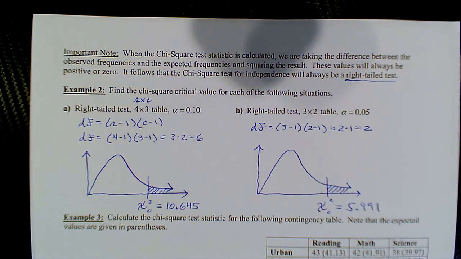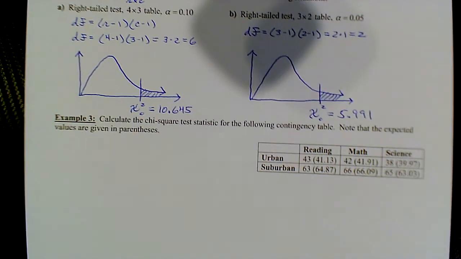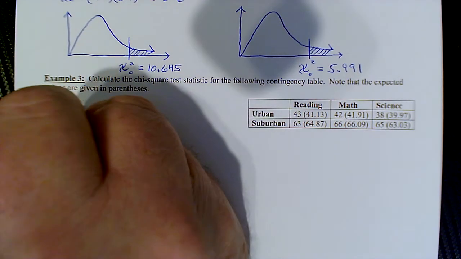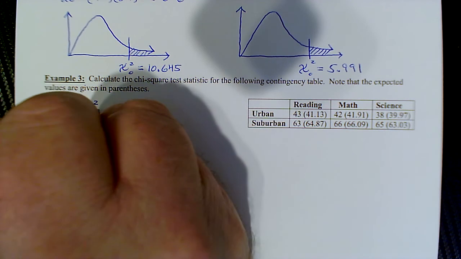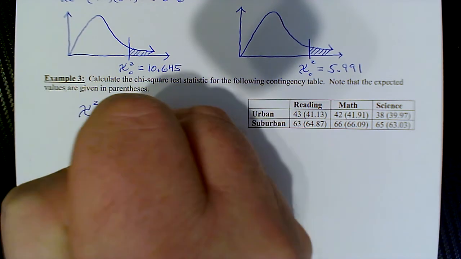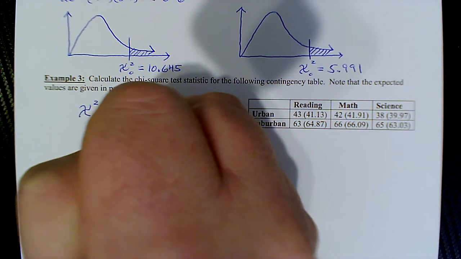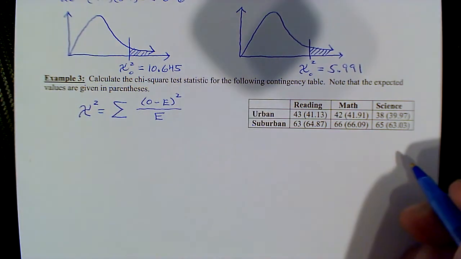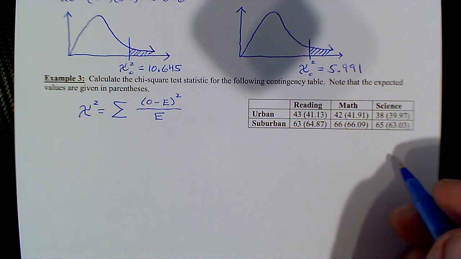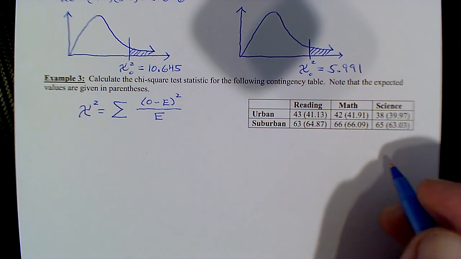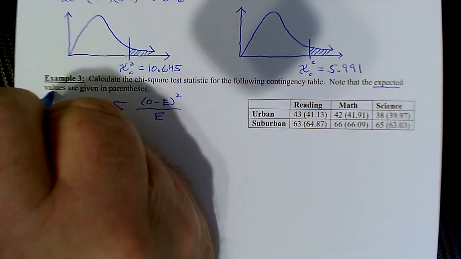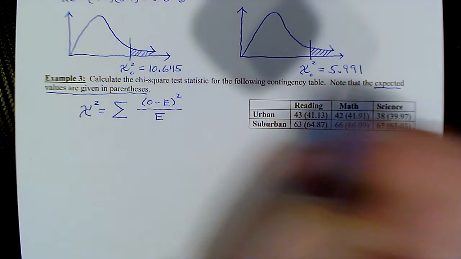And now the chi-square test statistic. To calculate this, the chi-square test statistic formula is the big summation of the O's minus the E's, quantity squared, over the E's. You could do this in a variety of ways, but I'm going to use a tabular fashion. We're told here that the expected values are given in parentheses.